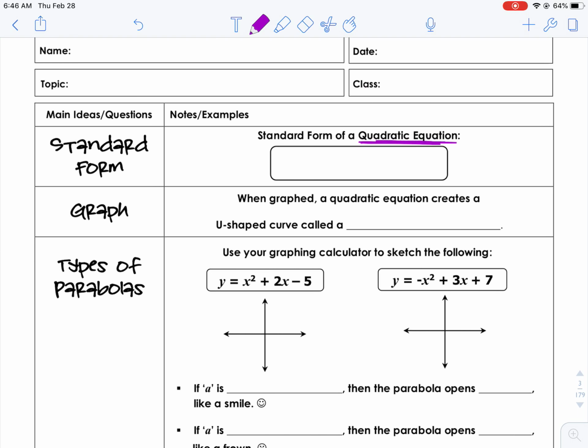For the past few weeks, we have been working with polynomials, something that looks like ax squared plus bx plus c. The only difference between the way that we write polynomials and the way that we write quadratics is quadratics are an equation, so they have an equal sign. y equals this. When a quadratic is graphed, it creates a U-shaped curve called a parabola.